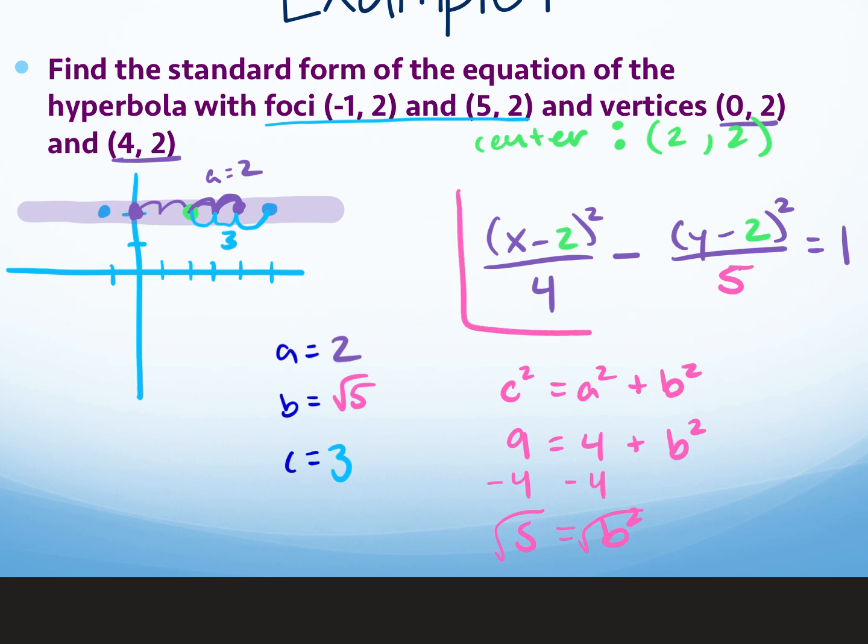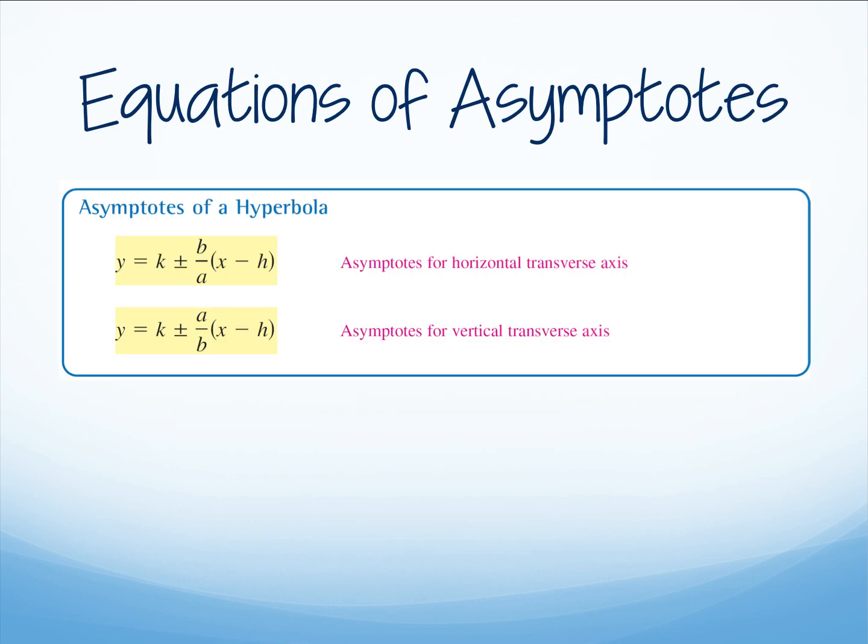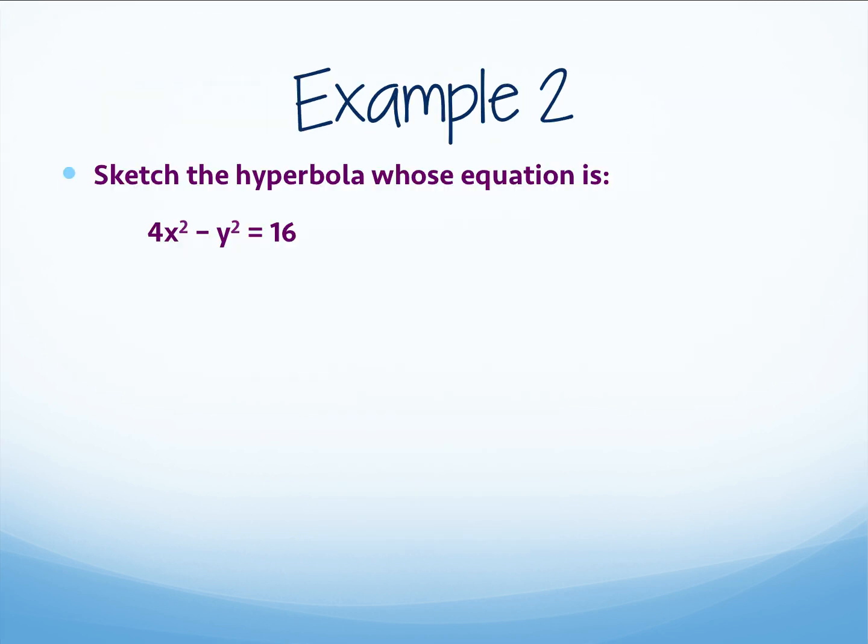So this would be the standard form of our hyperbola. So next we have asymptotes. We're actually going to save the asymptotes for tomorrow, so I'll talk about it more tomorrow. Same with the equations of the asymptotes, so we'll come back to this tomorrow. So let's look at example 2.